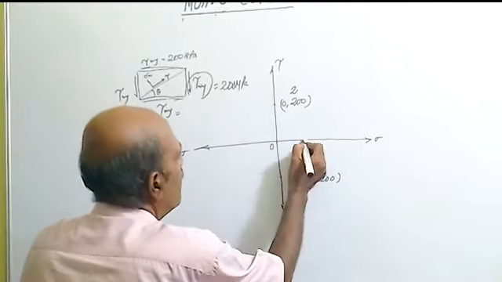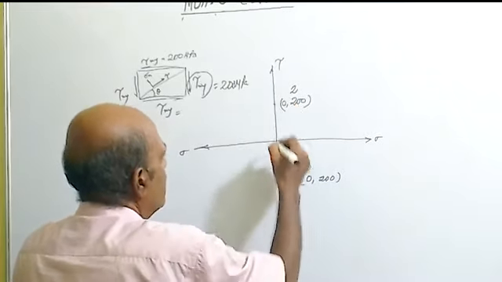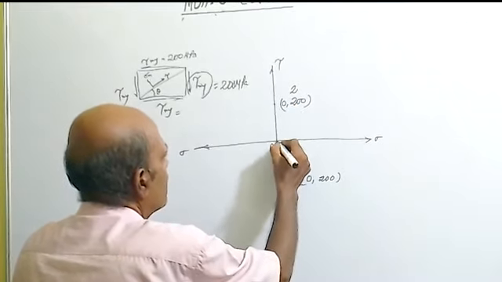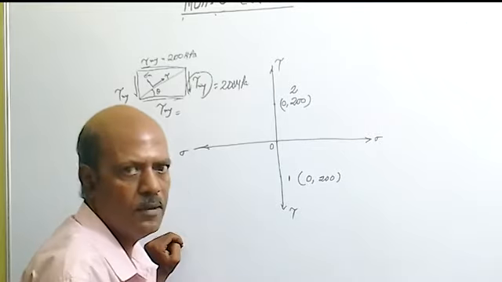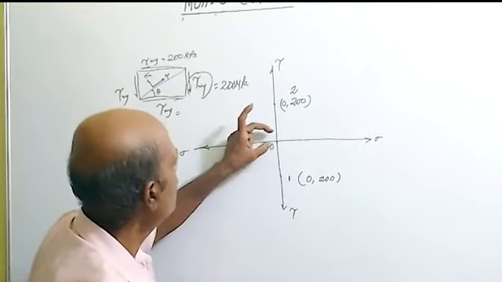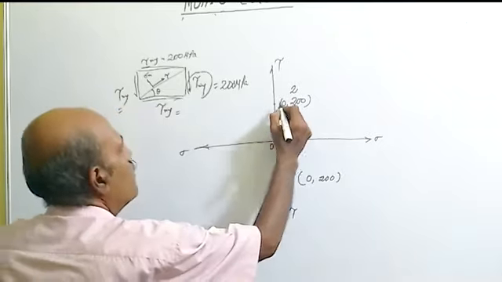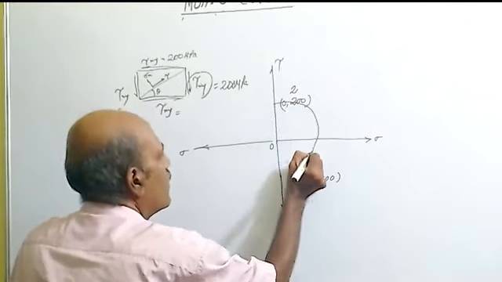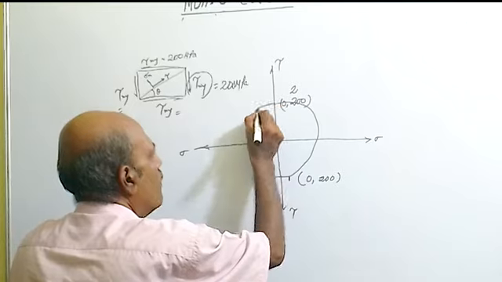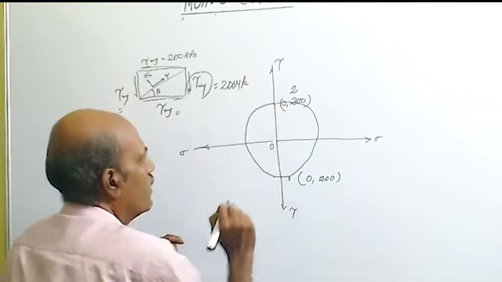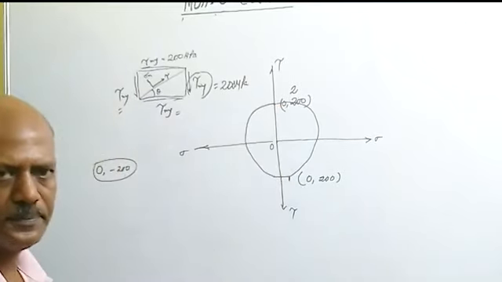Now we can easily draw the Mohr circle by taking the midpoint as center, because dividing this into 2 parts gives the center of the Mohr circle. Now complete the circle. If we complete the circle, this will be the Mohr circle. So we have got the Mohr circle.